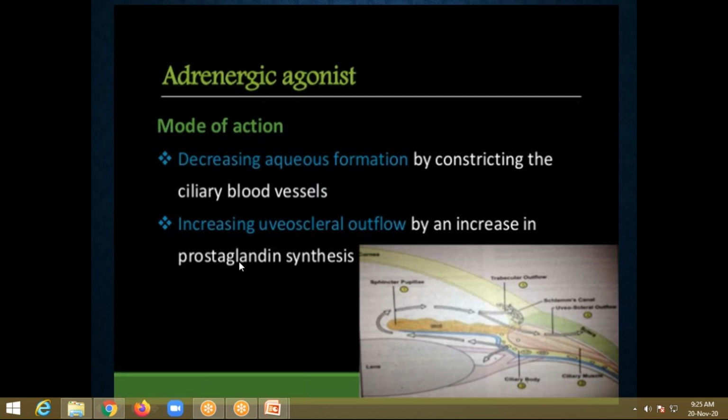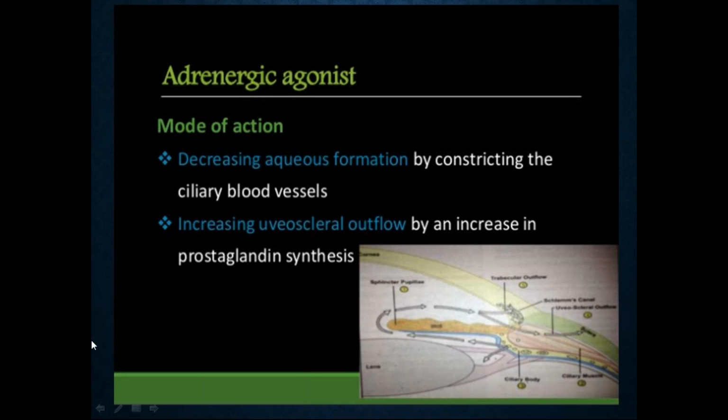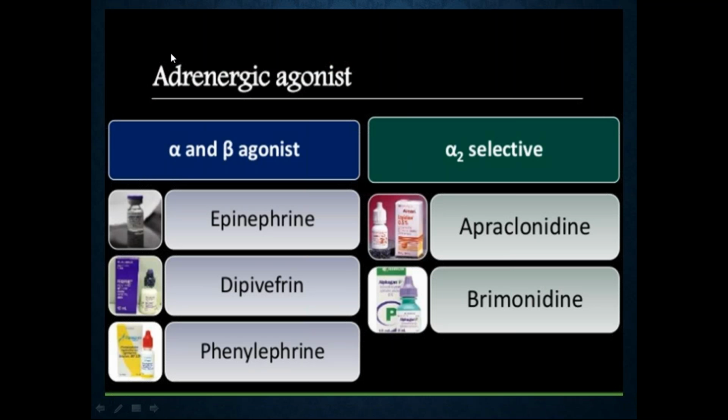So it causes both a decrease in aqueous humor formation and an increase in the uveoscleral outflow. The various adrenergic agonists can be both alpha and beta agonists, or alpha 2 selective agonists. Alpha and beta agonists are epinephrine, dipivefrine and phenylephrine. Selective agonists are brimonidine and apraclonidine. The most commonly used is brimonidine.